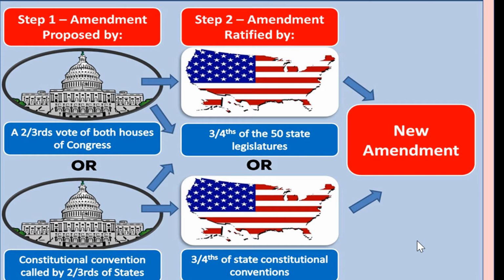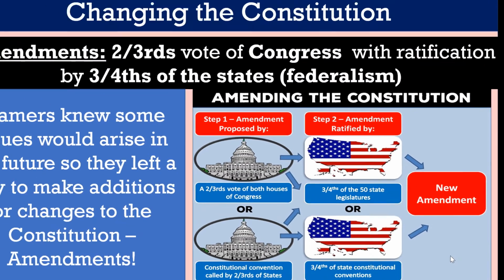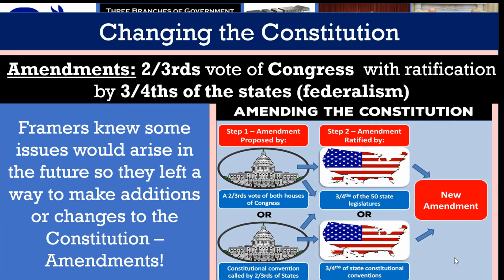Now, technically, there is another way states can propose amendments, but it's never been used, so we'll stick with that whole Congress proposing them thing. Step 2 is the states have to ratify amendments by a 3/4 vote. So we see the national and state governments working together to create amendments.